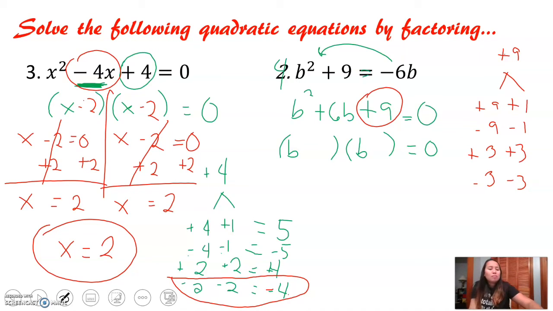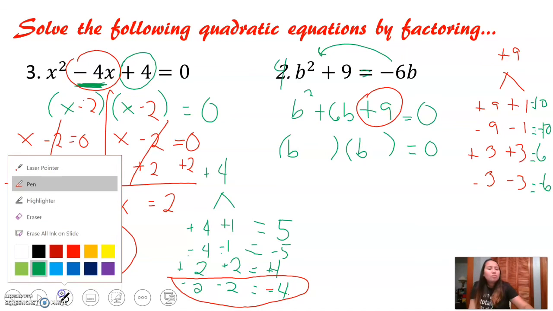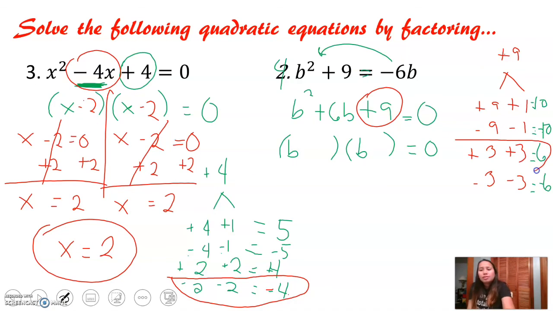Let's add which among those sets of factors we are looking for. 9 plus 1 is 10. Negative 9, negative 1 is negative 10. How about 3 plus 3 is 6? Negative 3 and negative 3 is negative 6. So we are looking for this. The factors we're going to be using are these, why that one? Because of the middle term, 6. So we have plus 3 and plus 3.